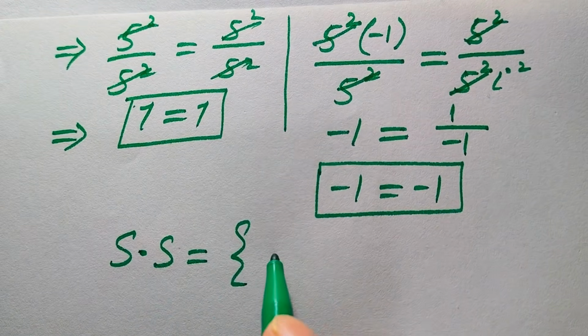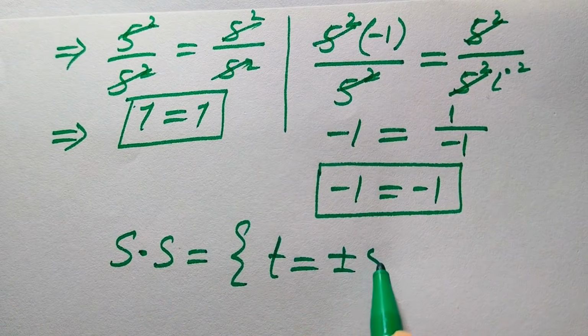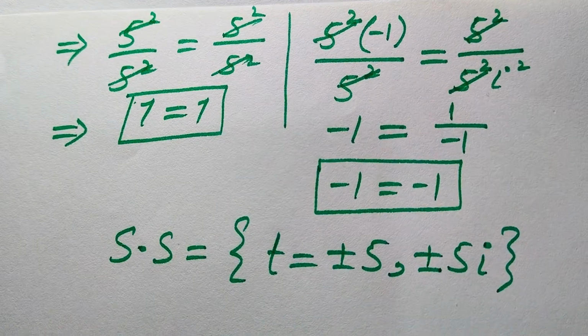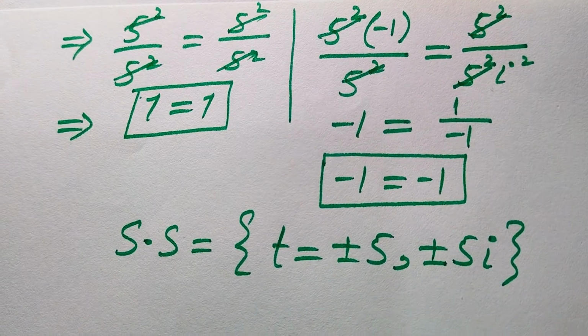And finally we have the solution set of this problem: t is equal to plus minus 5 and plus minus 5 iota. So these are the four roots of the given equation, and this is the final answer.